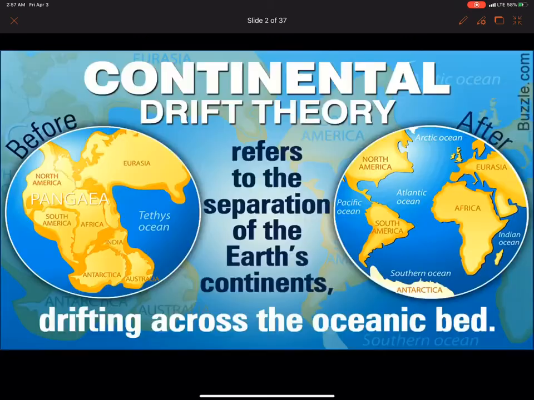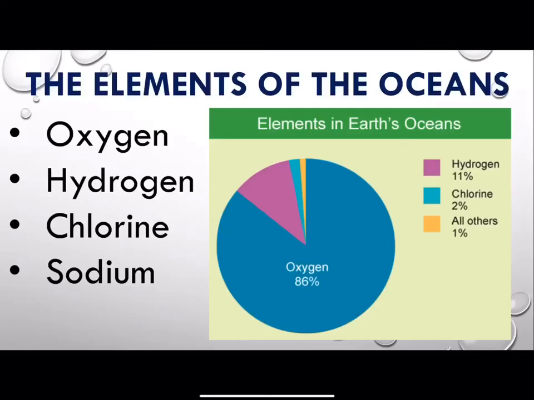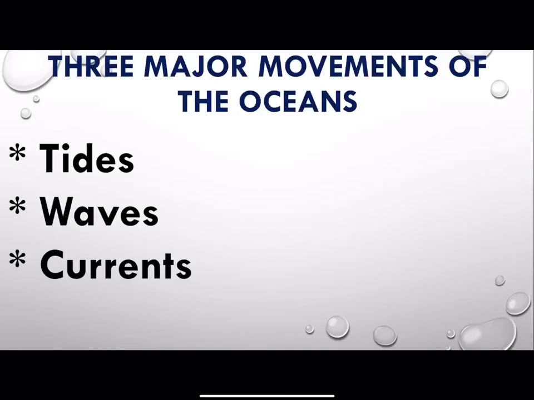All right, so great. We talked about continental drift two classes ago. We did that. We talked about the elements of the oceans, salinity, and last time we started to look at the three major movements of the oceans.